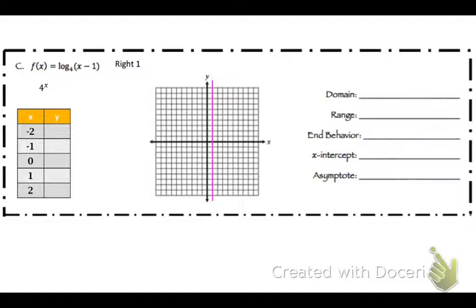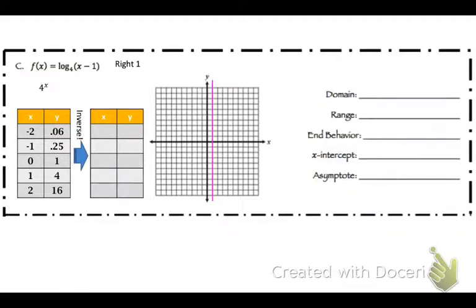So then I'm going to do 4 to the x power to fill out my first t-chart. So that's 0.06, 0.25, 1, 4, 16. Then you invert this. So my x and my y values switch places. There you go. So it would be 0.06, -2. 0.25, -1. 1, 0, 4, 1, 16, 2.